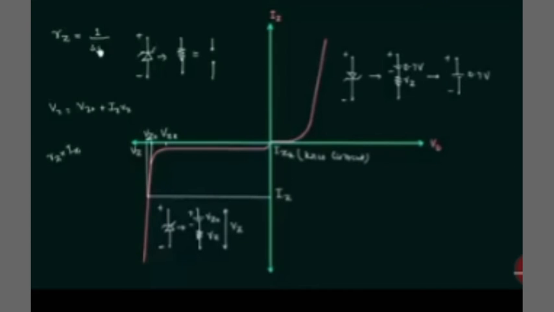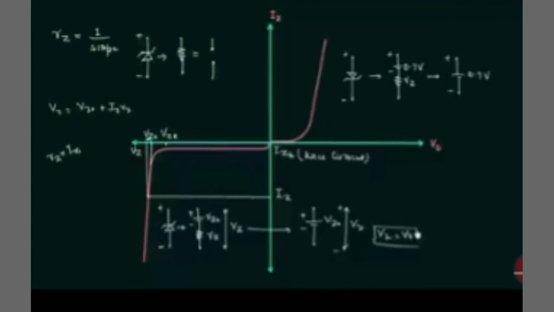If we consider Rz to be very small, then we have the model like this, plus minus Vz naught, and so Vz is equal to Vz naught if we neglect Rz. This is the equivalent model of the Zener diode, and this is very important.